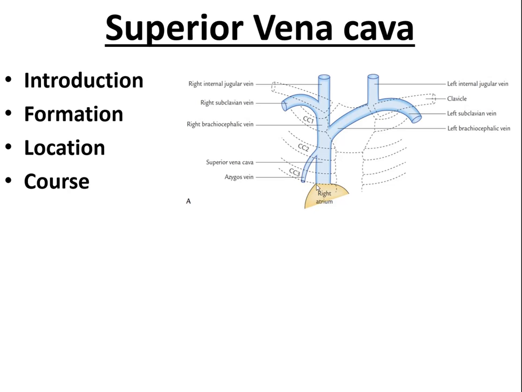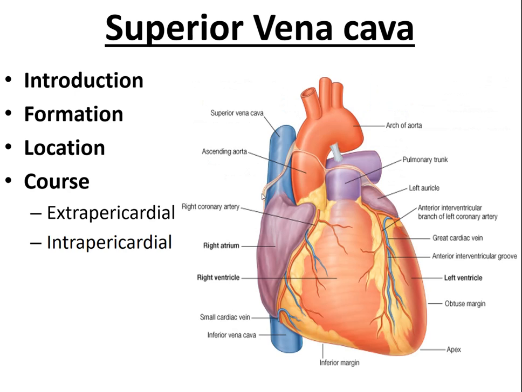But if we see the course, at the level of the sternal angle the superior vena cava pierces the fibrous pericardium, so its course is divided into an extrapericardial part above the sternal angle and an intrapericardial part below the sternal angle. So in the lower part, it is covered by fibrous pericardium.